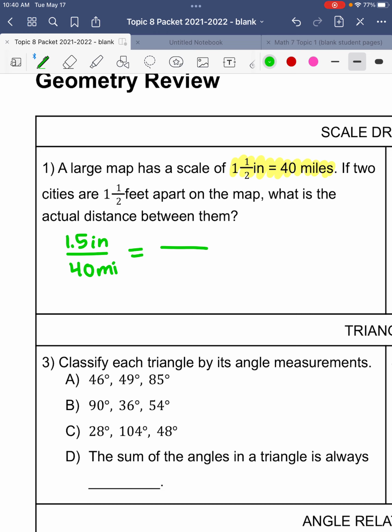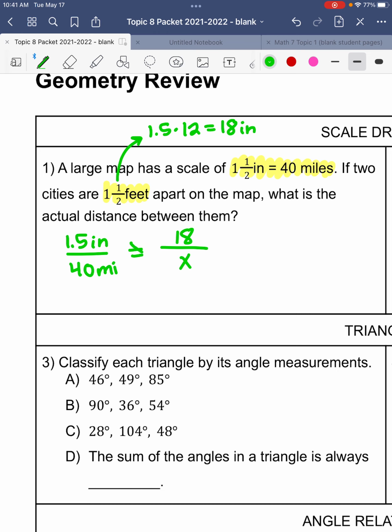Now, the other important piece of information here is 1.5 feet. I don't have either inches or miles, okay? But I know that the two cities are 1.5 feet apart on the map, and I know that the map is my inches, so I need to convert that to inches. I know that there are 12 inches in 1 foot, so I'm just going to multiply 1.5 times 12. 1.5 times 12 is 18, so that's 18 inches. So 18 inches goes on top, and we put our x on the bottom. We're trying to find that x.